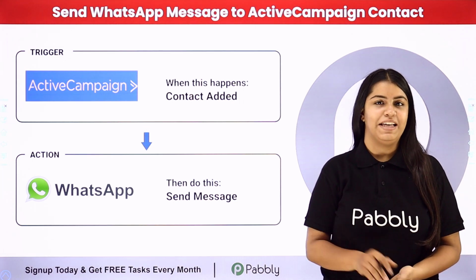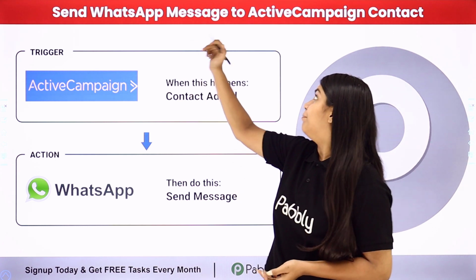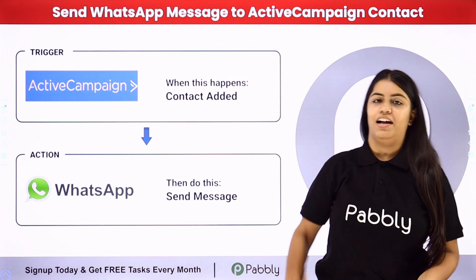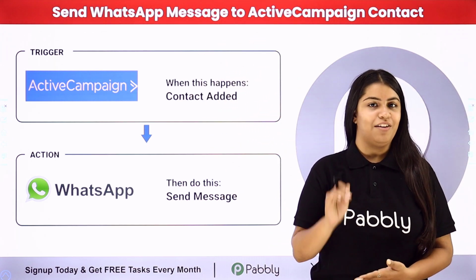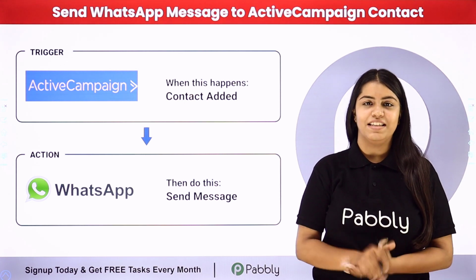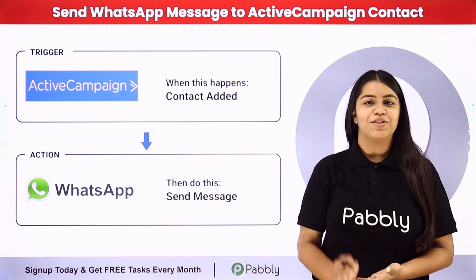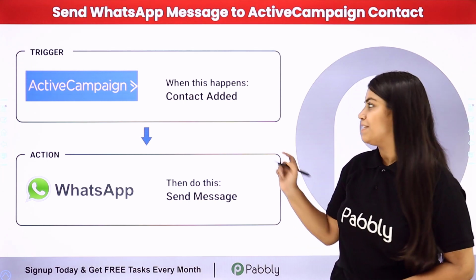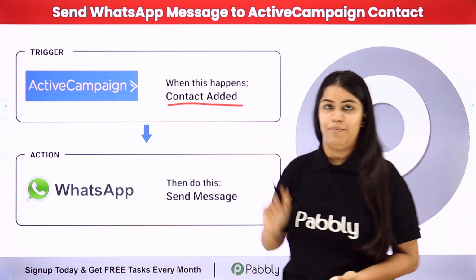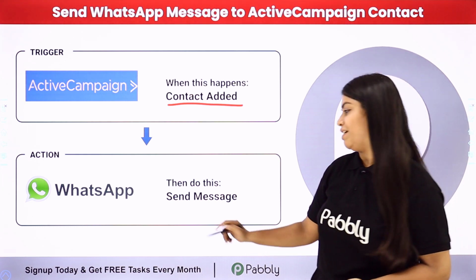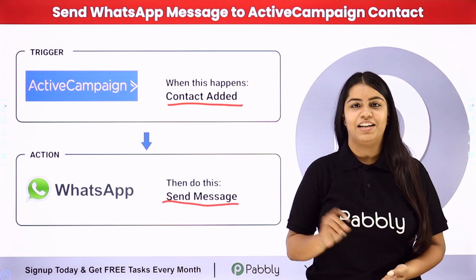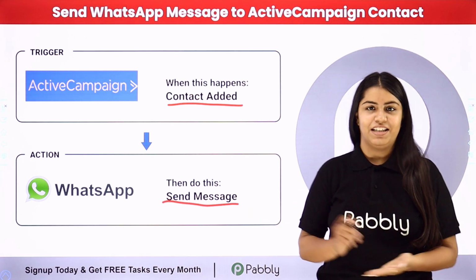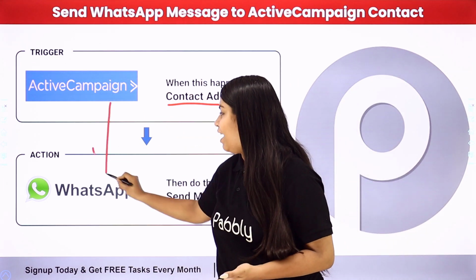The title of our today's video is How to Send WhatsApp Message to ActiveCampaign Contact. So I'm running a business and I wish that as soon as someone fills the contact form on my website, automatically a contact should be added in my ActiveCampaign too. And now, as soon as the contact is added in my ActiveCampaign account, automatically a WhatsApp message should be sent to that contact too. For this, we are going to create a connection between ActiveCampaign and WhatsApp.